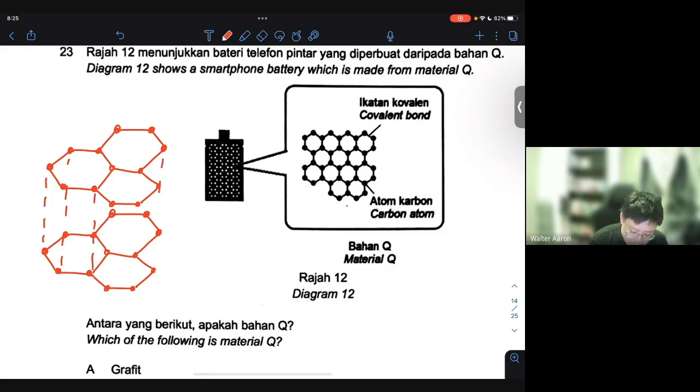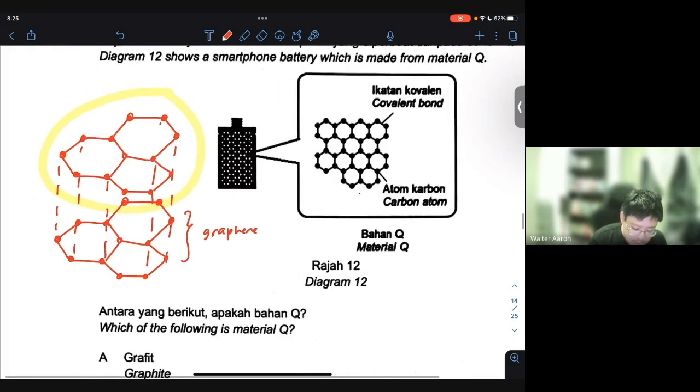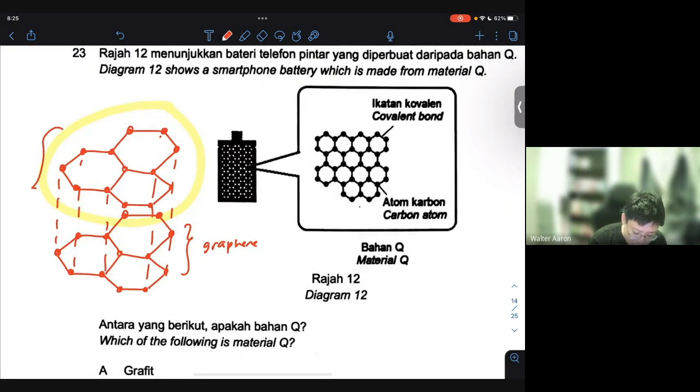You know what I mean? So therefore, if you take this whole structure with that intermolecular force, that's called graphite. But if you take out one layer only, not the whole set, just one layer, that one layer is called graphene. So again, one layer is called graphene, and the whole structure by itself, that's called graphite.